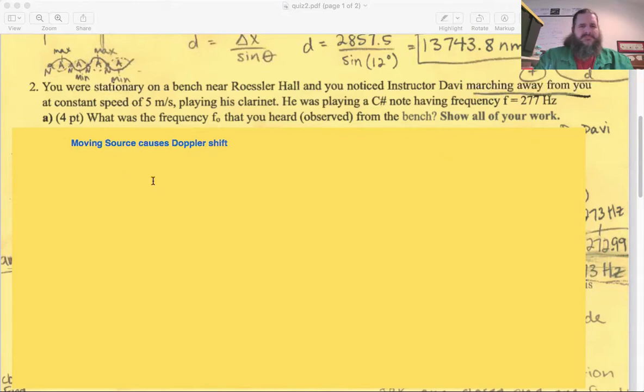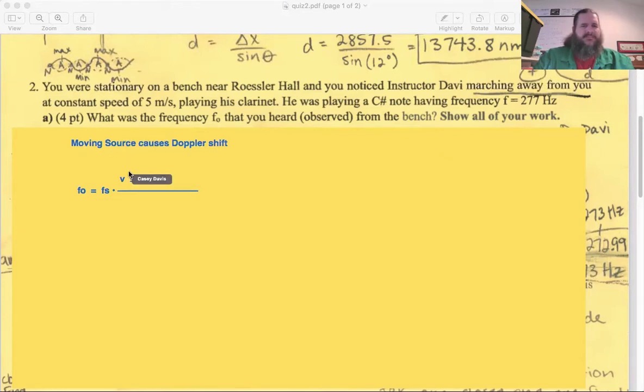Is it the initial velocity? Well, there's not really any changes in velocity. So there's no initial and final here. There's just the speed at which the source is moving and the speed at which the observer is moving. So which one goes in the equation?